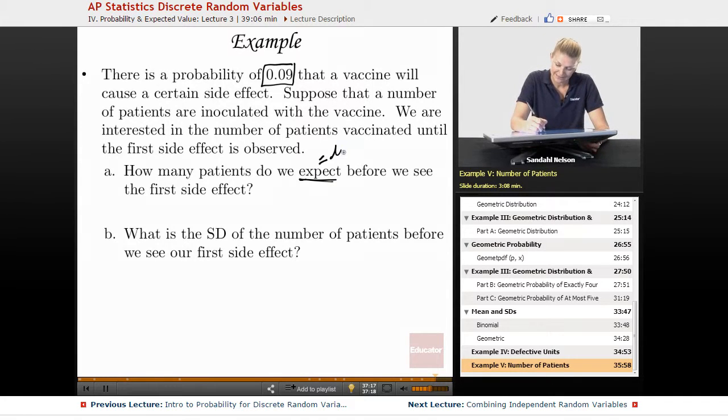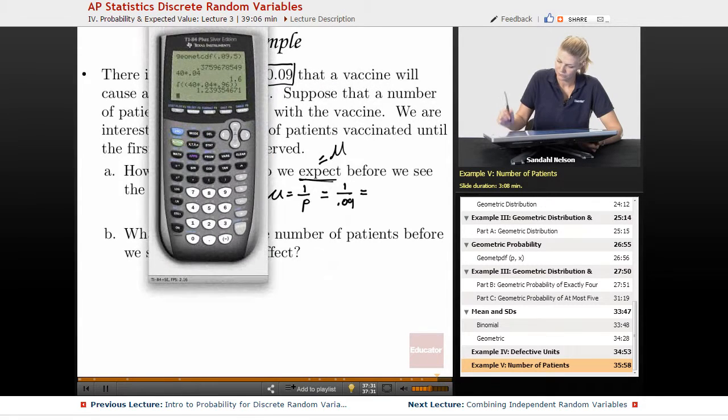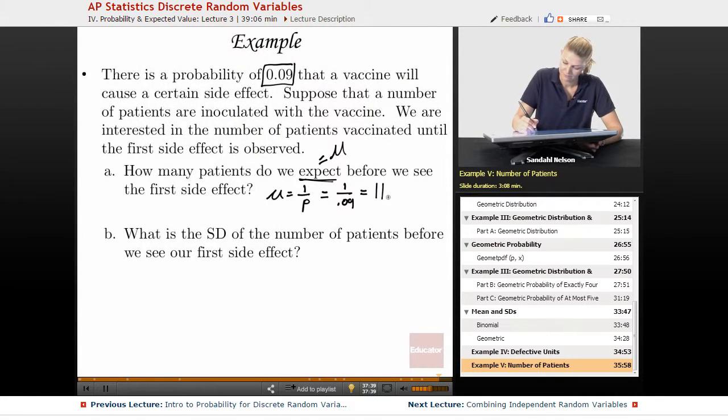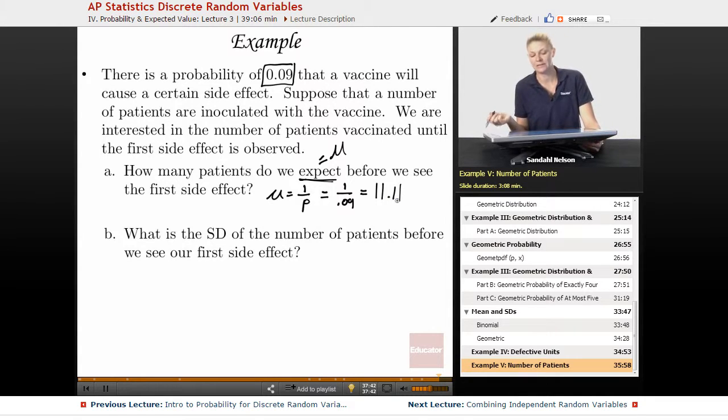Well, we expect to see the mean. Remember that the mean is just 1 divided by p, which is just 1 divided by 0.09, which is 11.11. So obviously you can't see 0.11 patients, but our expected number is 11.11. So mean, meaning in the long run, we'd expect to see 11.1 patients before we see our first one throughout the country of all the vaccines, right? But this is made up, so don't get scared.